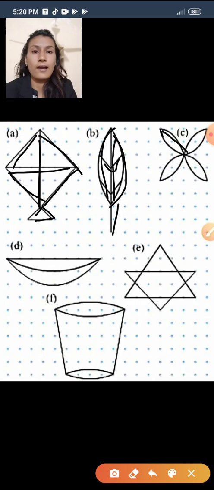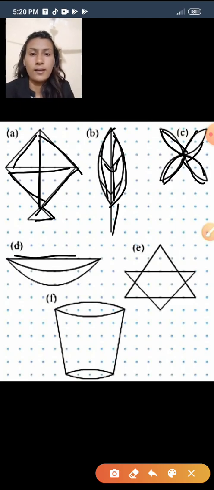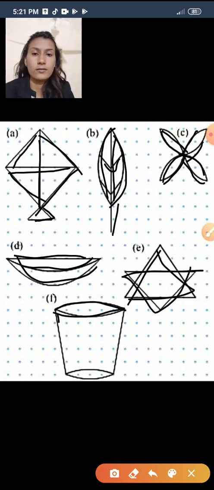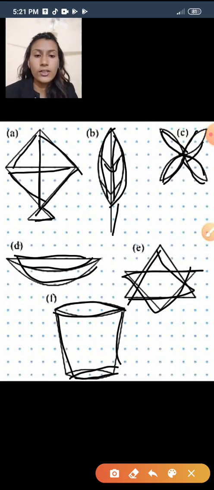Then a flower, then a bird, then a star, and a pot. Like this you can draw in your textbook.